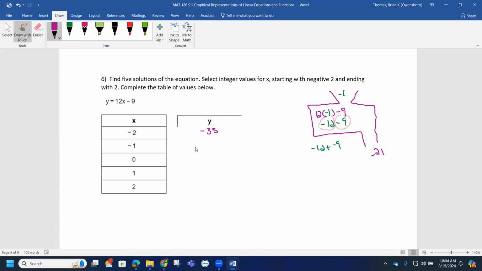So -1 went in and the -21 came out. So this represents a solution to the equation. So again, I can erase all this.